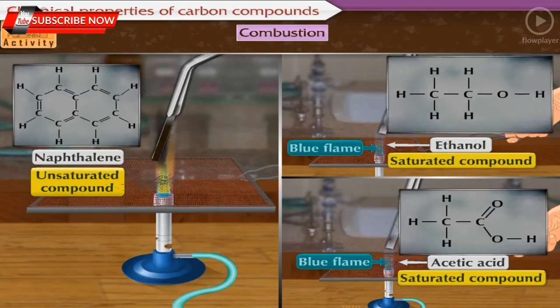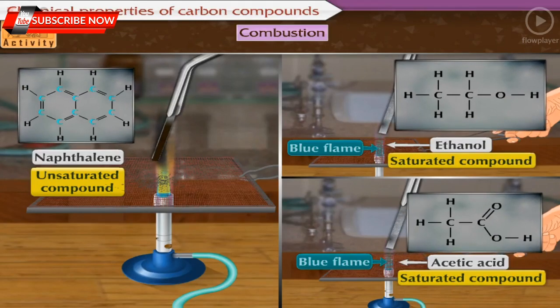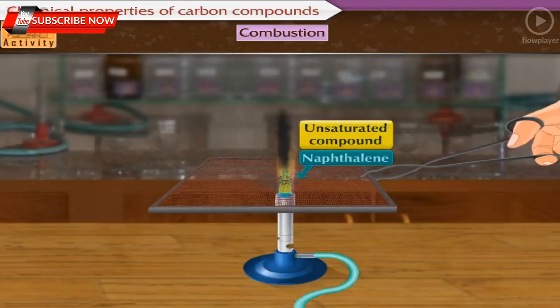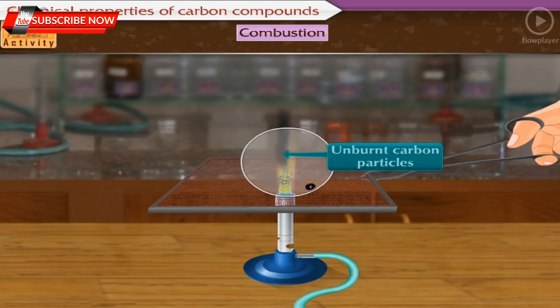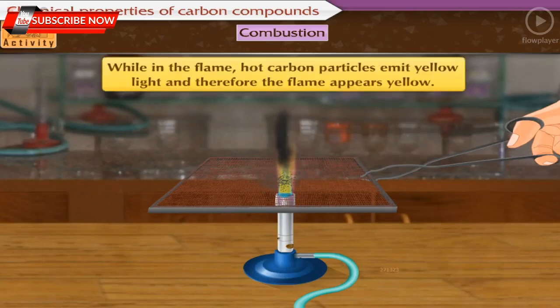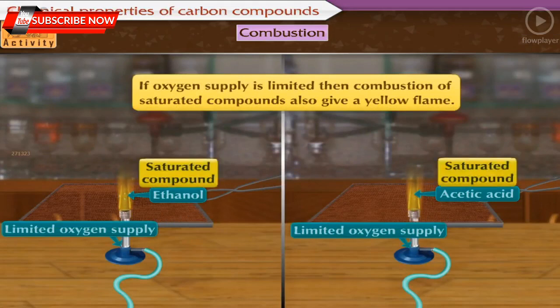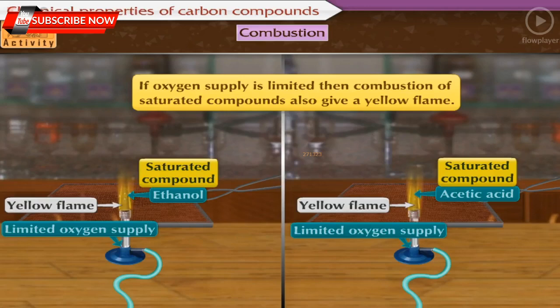On comparing the molecular formulae, it is seen that the proportion of carbon is larger in unsaturated compounds than in the saturated compounds. Thus, during the combustion of unsaturated compounds, some unburnt carbon particles are also formed. While in the flame, these hot carbon particles emit yellow light and therefore the flame appears yellow. However, if oxygen supply is limited, then the combustion of saturated compounds also gives a yellow flame. Now let us perform one more activity.